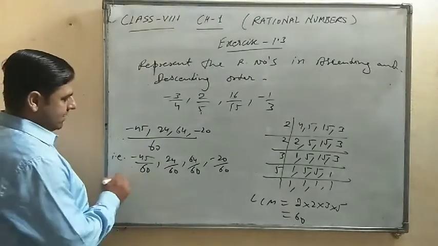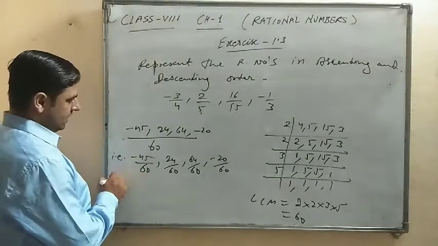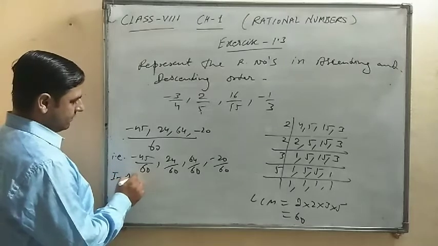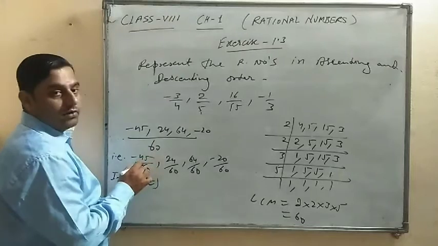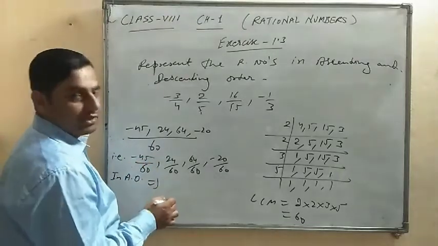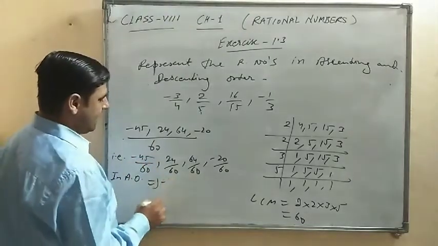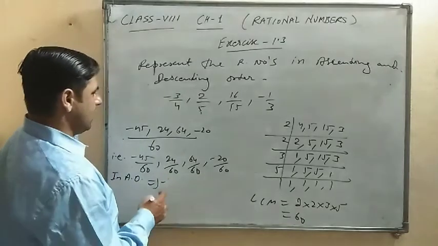So according to ascending order, in ascending order, minus 45 is the smallest number.